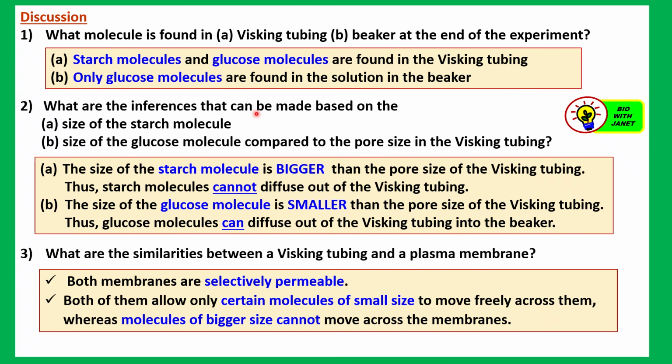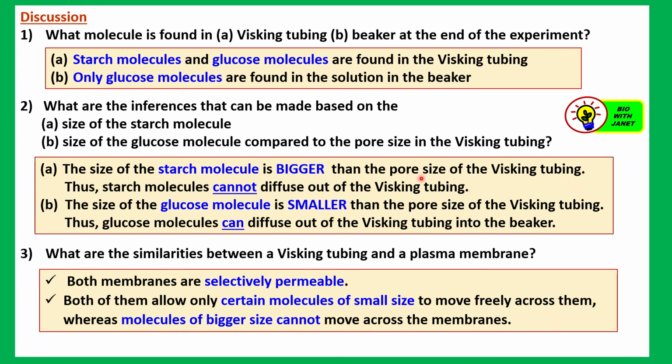Second question: what are the inferences that can be made based on the size of A, the starch molecule, and B, the size of the glucose molecule, compared to the pore size in the Visking tubing? So let's understand this question. Inference about the size of the starch molecule compared to the pore size in the Visking tubing: is it bigger or smaller? Yes, it is bigger. That's why it could not come out of the Visking tubing. So the size of the starch molecule is bigger than the pore size of the Visking tubing, and that's why the starch molecules cannot diffuse out.